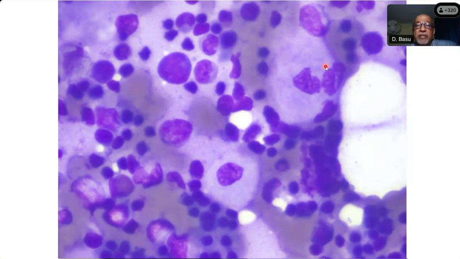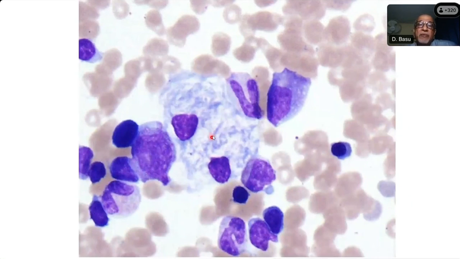Now, this is another case where you notice the macrophages are enlarged, they are not vacuolated, and if you look at them closely, they have what is called crumpled tissue paper appearance. This is what you get in Gaucher disease. You can highlight it with PAS or Perls or acid phosphatase.